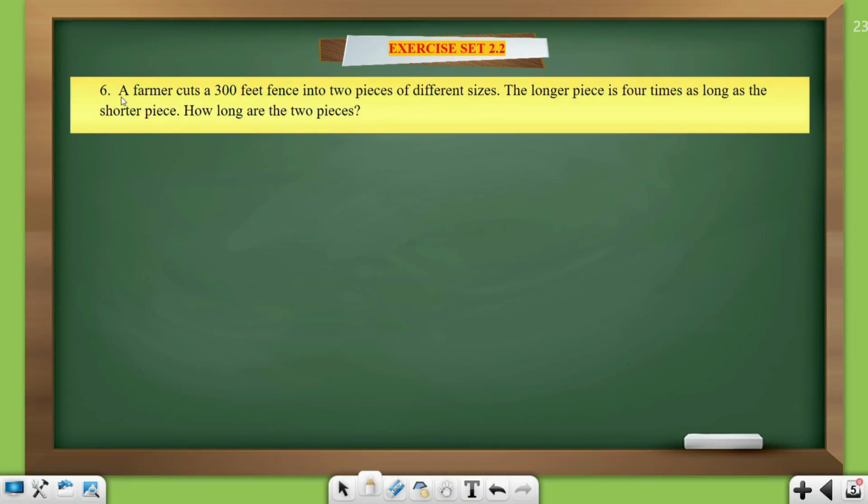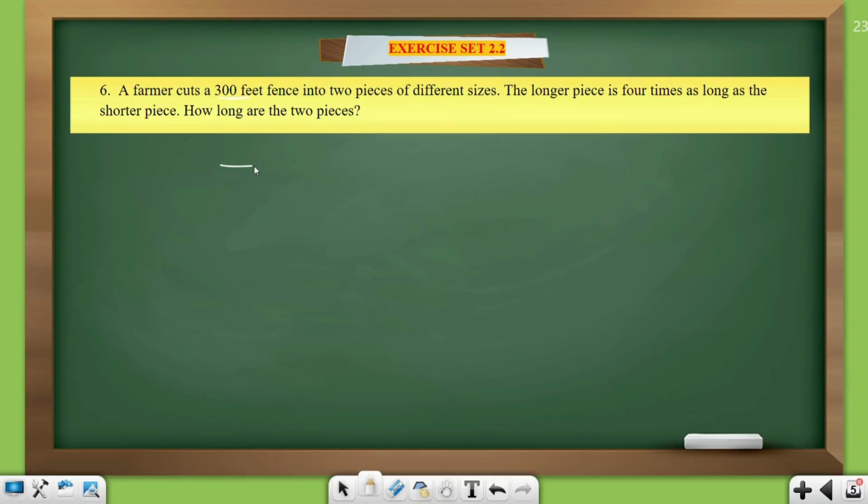Okay, so in the sixth problem, a farmer cuts a 300 feet fence into two pieces of different sizes. The longer piece is 4 times as long as the shorter piece. So the first clue is, the farmer cuts a fence of 300 feet into two different sizes.